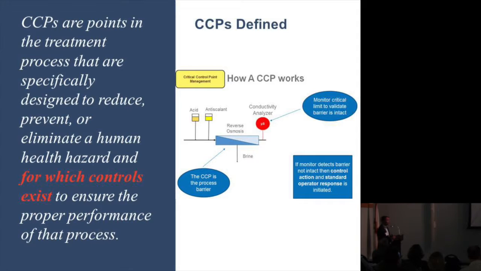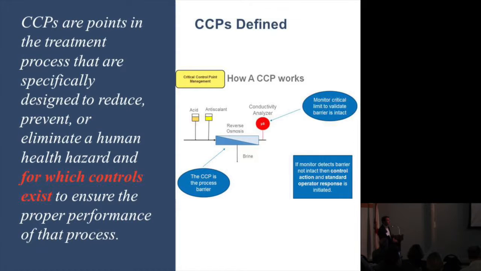The other thing that a critical control point has to have is a control mechanism. You have to be able to turn a dial, change a dose, change the flow rate. You've got to be able to do something to that process. So a passive process, one that doesn't allow you to actually change what it is doing, is not a critical control point. It's got to be a barrier for human health risk, and you've got to be able to control that barrier. Those are two really important things.